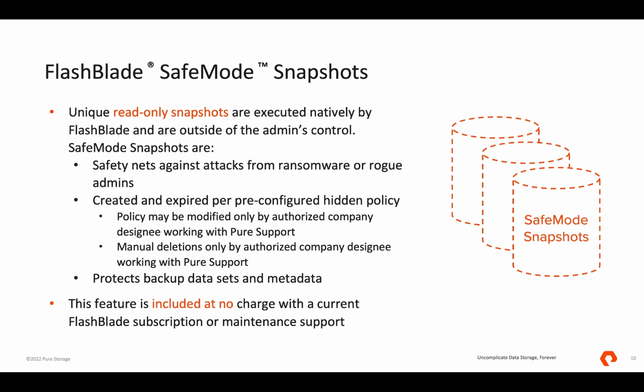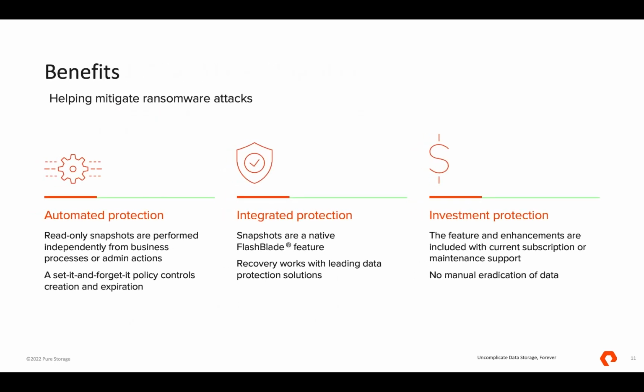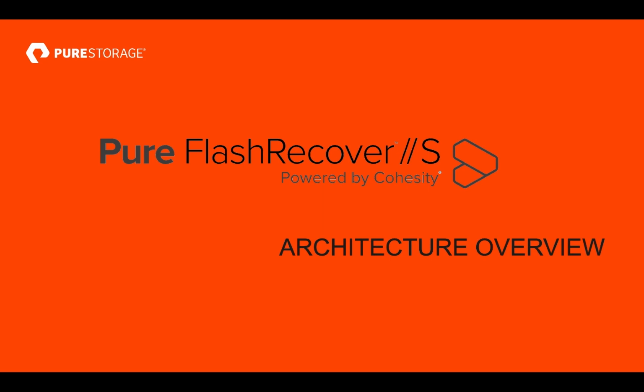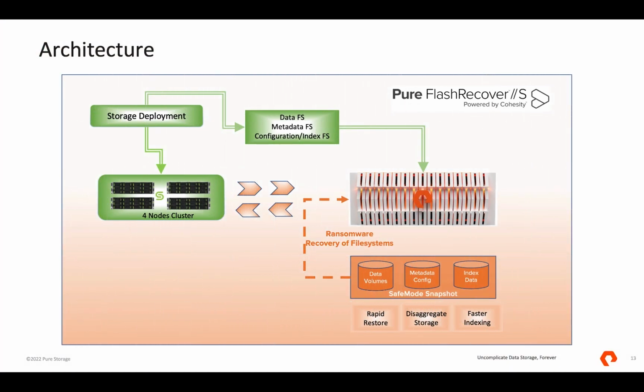If a malicious attack causes problems with the new backup data, there is a path of recovery from older, cleaner snapshots. FlashBlade protects backup data, metadata, and configuration data with read-only mode snapshots that cannot be eradicated. If the backup data is compromised, you can recover the backup and configuration data from the read-only snapshots using a rollover snapshot feature. Here is an architecture overview.